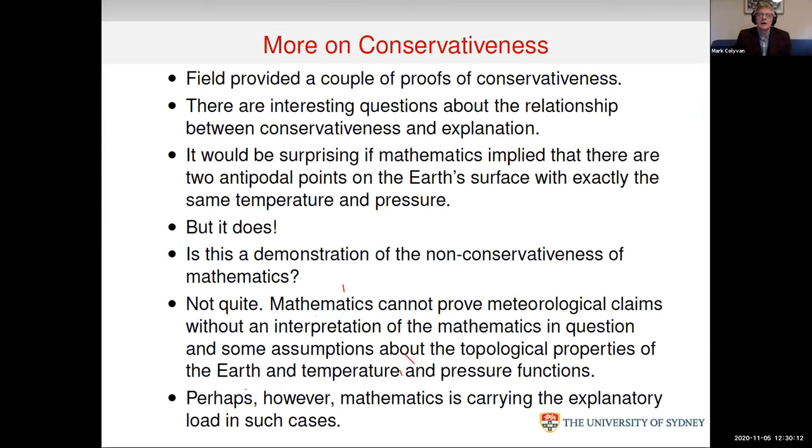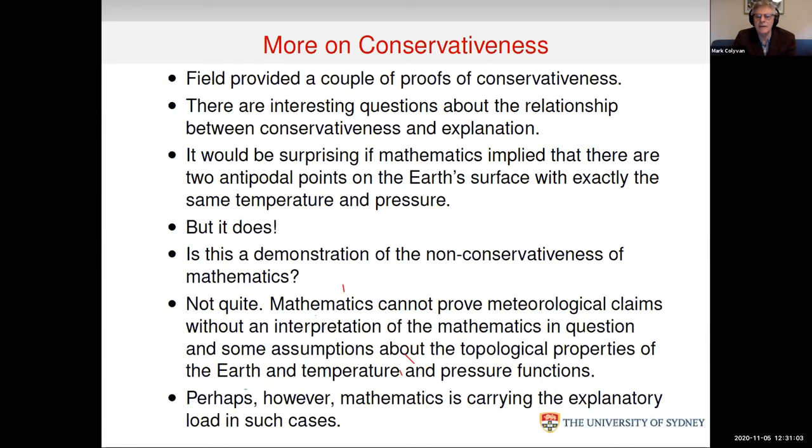But as I said, just to raise a couple of questions about this, some interesting questions about the relationship between conservativeness and explanation. So it would be surprising if mathematics implied that there were two antipodal points on the Earth's surface with exactly the same temperature and pressure. But it does, right? This is one of my favorite examples of a mathematical explanation. The Borsuk-Ulam theorem of algebraic topology tells us that there will be two antipodal points on the Earth's surface with exactly the same temperature and pressure. That's surprising, but there's not a reason to fix the mathematics here.